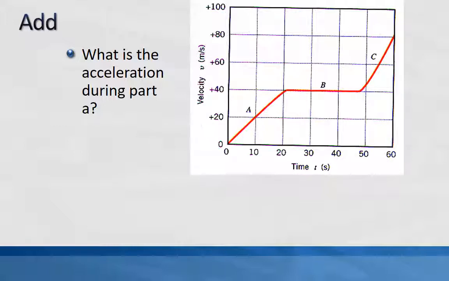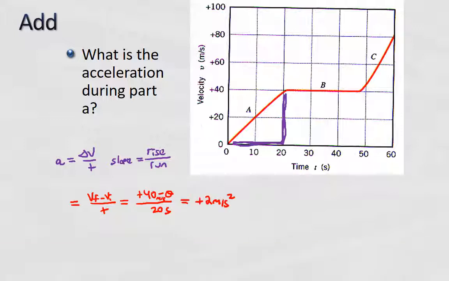So let's go ahead and try the sample problem. What's the acceleration during part A? So if this was a car, we could see here that it's starting from rest. The velocity is starting from rest, but it's getting faster and faster and faster over time. So if we get the slope, which is the rise over the run, our rise here would be 40 and our run would be 20. Therefore, our acceleration would be positive 2 meters per second squared.